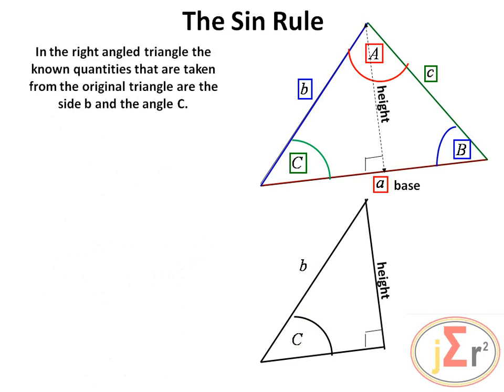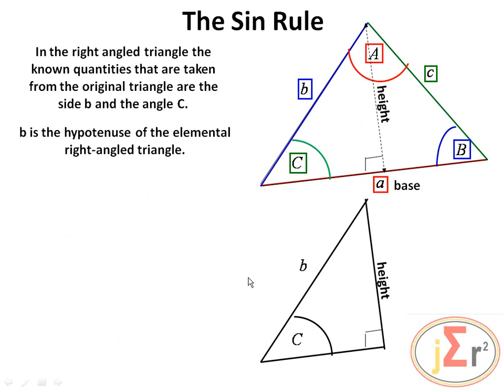In the right angle triangle, the known quantities that are taken from the original triangle are the side B and the angle C. So we have it right down here. We have what comes from the original setting. We have B. That side B comes back right there, and that angle C goes back right there. And of course, the height is what we need to determine.